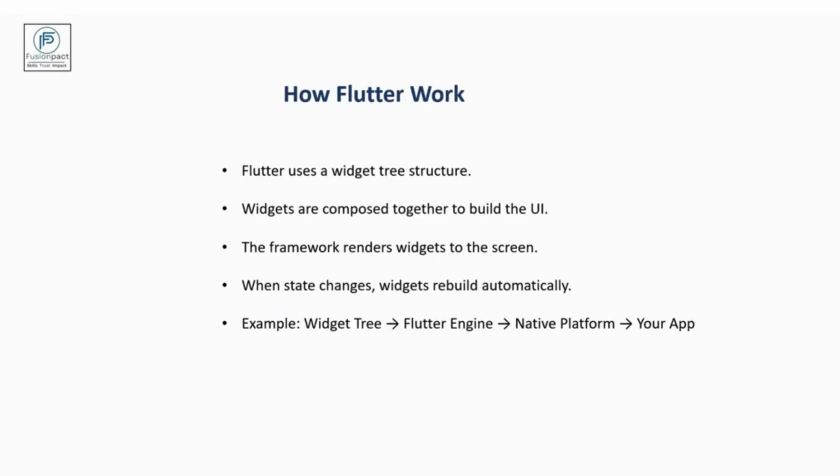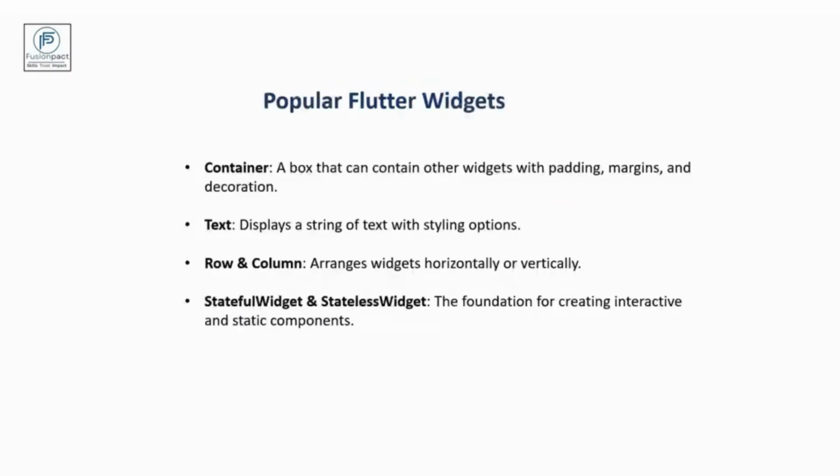So how does Flutter work? Flutter basically uses a widget tree structure, where widgets are composed together to build the UI. We can use those widgets in our Flutter application, and we can present the best UI experience to the user. The framework renders the widgets to the screen, and then when the state changes, widgets rebuild automatically, like the DOM in React. Example: the widget tree, Flutter engine, the native platform, and then your app.